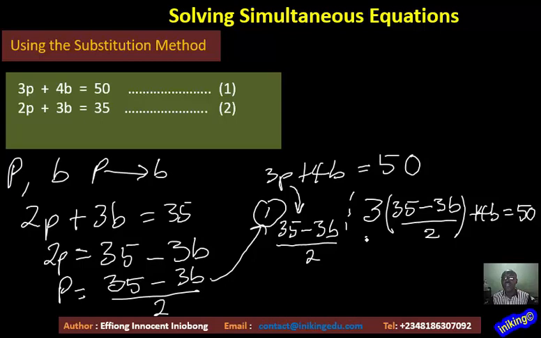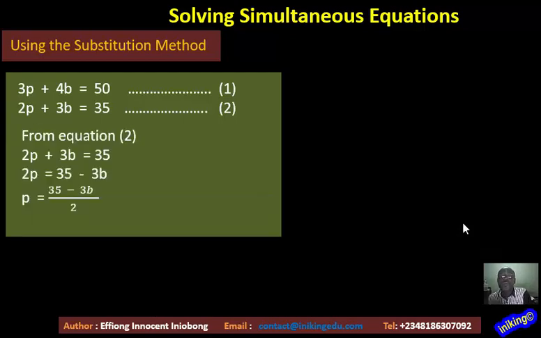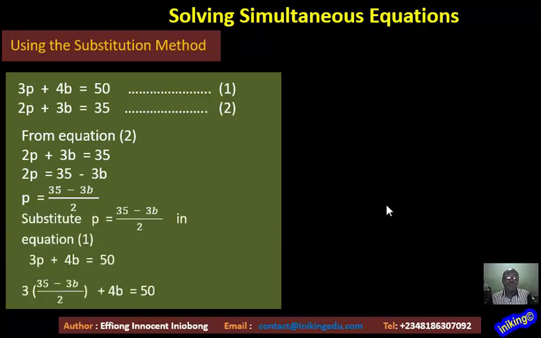And if you notice here, p is no more there. p has been taken out of the system. So all I have to do now is to play around with this equation and solve for b, which I'm very sure you can do. That's my p. That's the substitution done. Here is our p in terms of b. And then we substitute the value of p in equation 1, and that's substitution properly done.